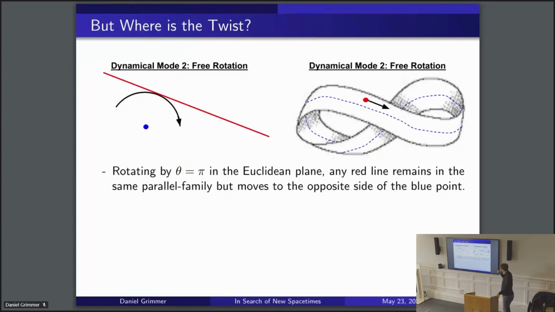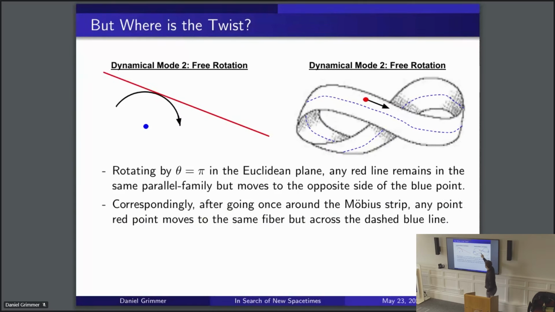But you might wonder in this picture, where's the twist? Because the Mobius strip famously has a twist in it, but the Euclidean plane doesn't. So how's that interesting topological feature showing up here? If I took this red line and rotated it in the plane by theta equals pi, around to the other side, it would remain in the same parallel family that it started with, but it would move to the opposite side of the blue point. The same sort of thing happens in the Mobius strip. When you go once around the Mobius strip, this particle would come back onto the same fiber it started on, but it would be on the opposite side of the dashed blue line. That's where the twist is going on.